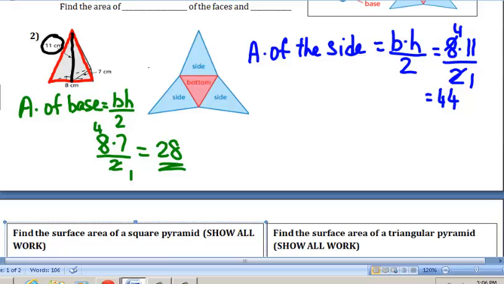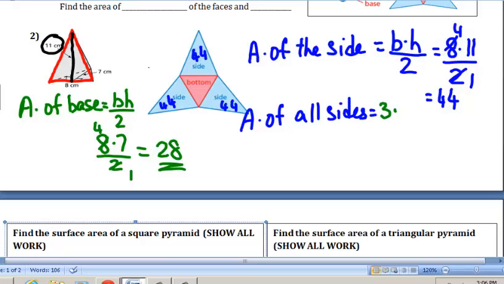Now how many faces do I have? So this is 44, this is 44, and this is 44. Now you can add up 44 3 times, 44 plus 44 plus 44, or you can say area of all sides equals 3 times 44, which gives us 132.